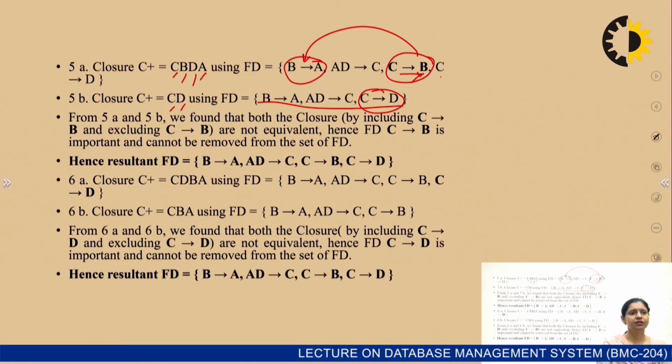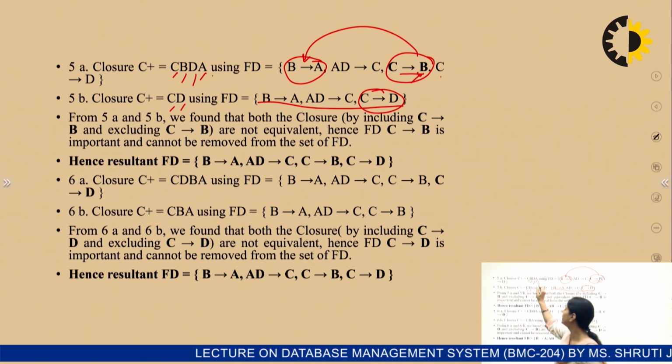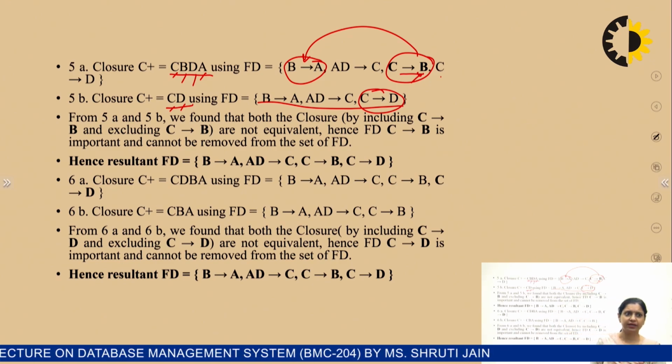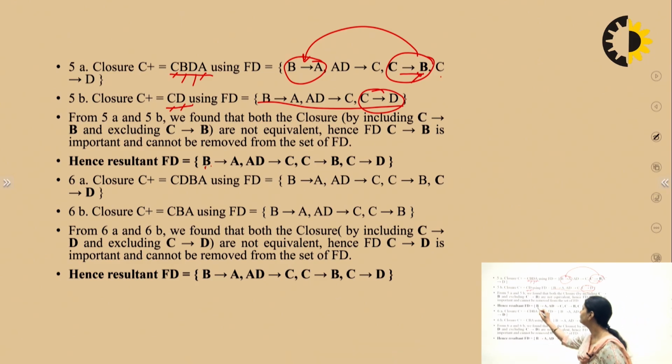Hence, the closure of C here, A, B, C, D, and the closure of C removing this dependency, they both are not equivalent. Hence, they are not redundant. Hence, this is an important functional dependency and cannot be removed. So, we have this as the set of resultant functional dependency.